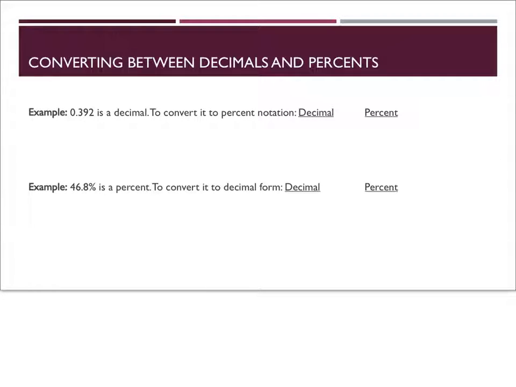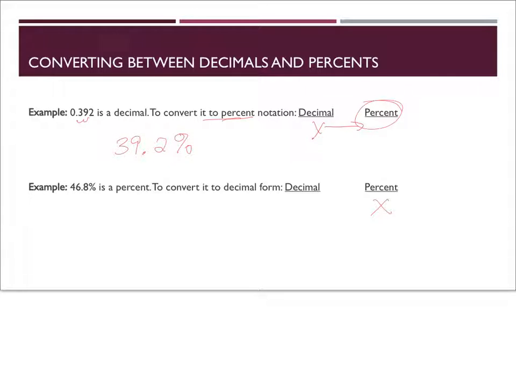0.392 is a decimal. That means it's here. If I want to convert it to a percent, to go from decimal to percent, I'd have to move to the right. That means in my number, my decimal point needs to move 2 places to the right. So if I do that, the decimal's between the 9 and the 2, and if I'm using a percent, don't forget your percent sign.